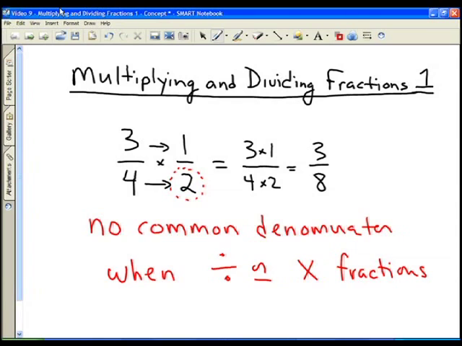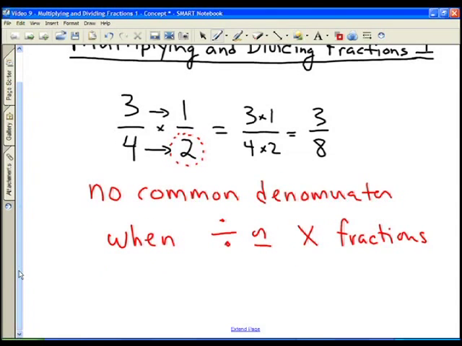And that is a common error that's made all the time, so that's why I'm really stressing that point. You don't need a common denominator. When you multiply, you simply multiply straight across the top, or the numerator, and straight across the bottom in the denominator.